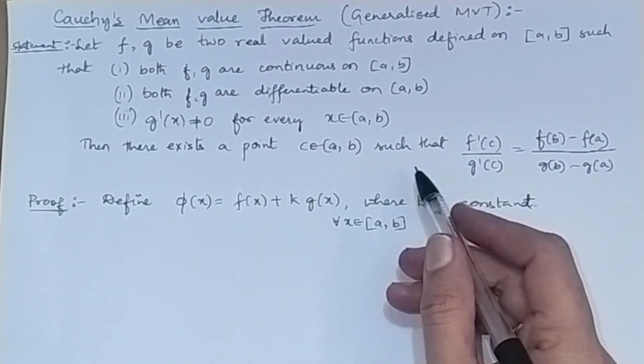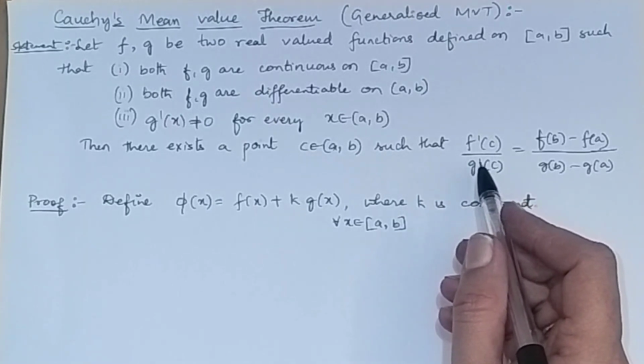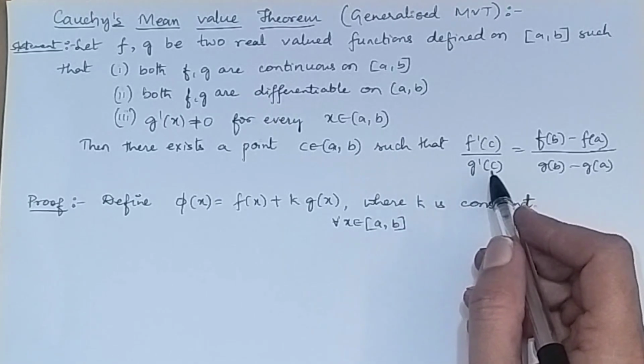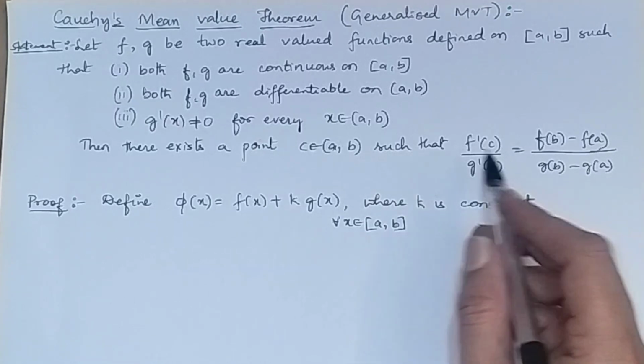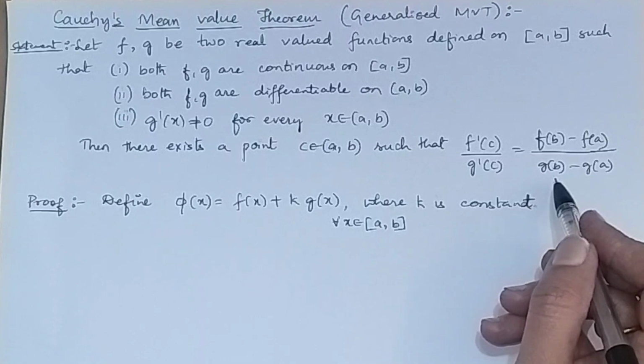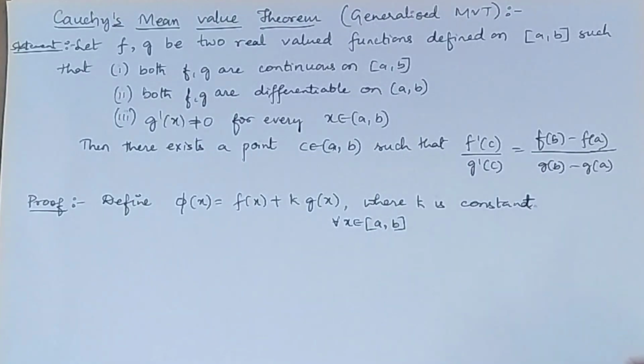Lagrange's mean value theorem is a particular case of the generalized mean value theorem, obtained by taking g(x) equal to x. Then we will get f'(c) equal to (f(b) - f(a)) / (b - a).